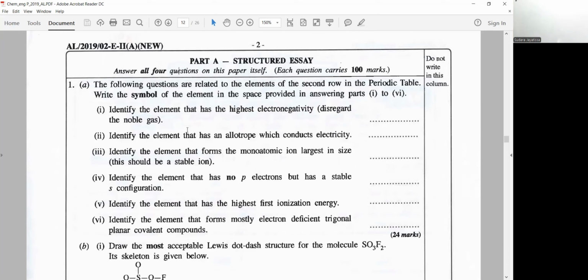So the first part is they are giving short questions. Now the question is asking, the following questions are related to the elements of the second row of the periodic table. So you have to answer these questions using the second row elements, right? And write the symbol of the element in the space provided. So that is bolded. Because let's say the answer is lithium for some question, right? You can't write lithium in words, in letters, right? You have to write Li, capital L, simple i.